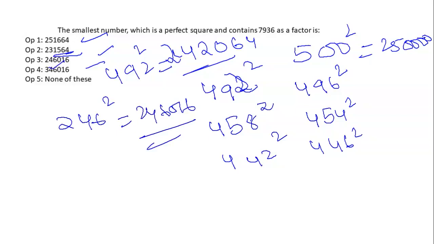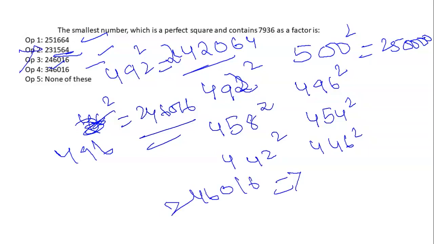2351564. Got a chance. 496. 496 square. Okay. So is there any possibility? So the answer is this only. So I'll try for 231564. 231564 should be at 864. So probably I'm trying at 458 square. So if I try at 458 square, it's not the answer. So the answer is 246016, which is 496 square. Okay.